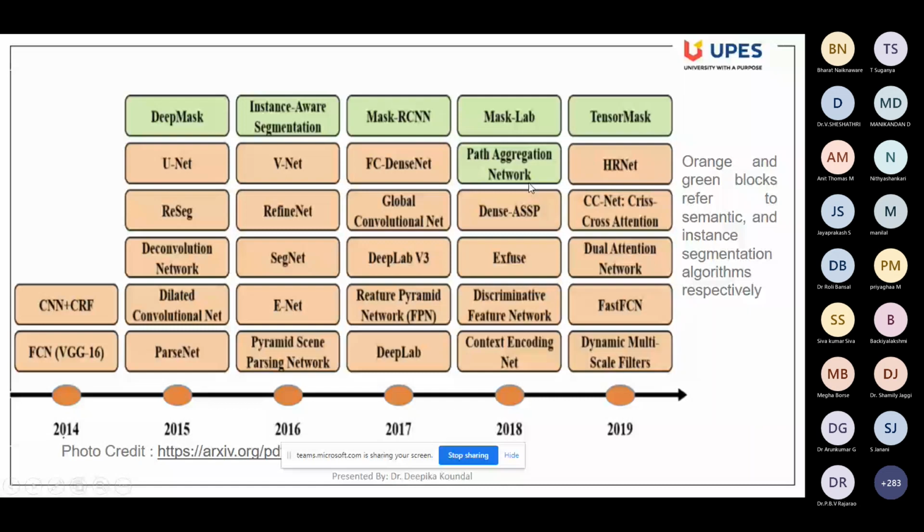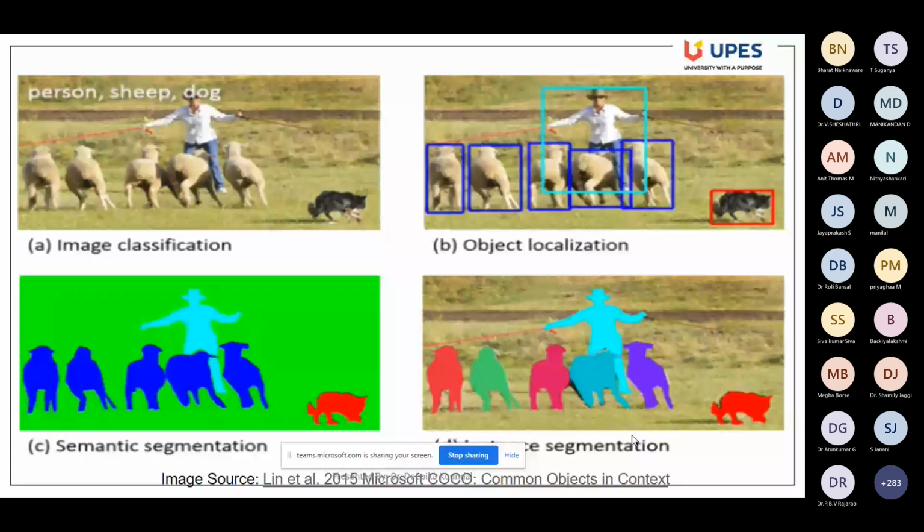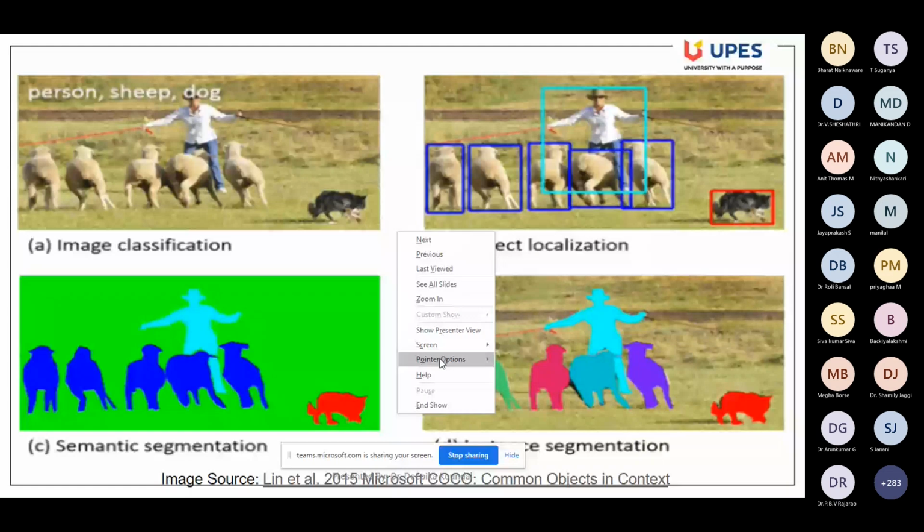These are a number of techniques on which a number of people have been working since 2014. I have shown only up till 2019. After 2022, there are a lot of techniques. So this is what I have told you, that in object localization, we are providing a bounding box.